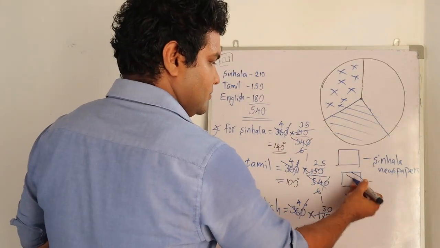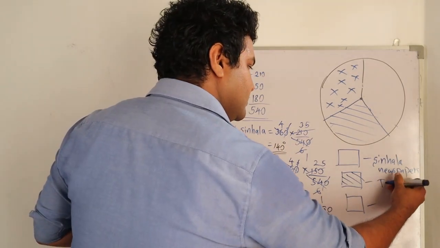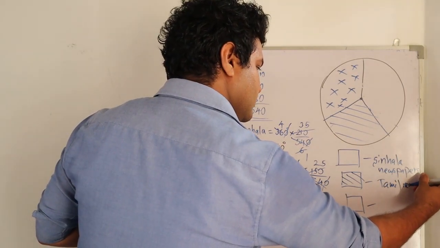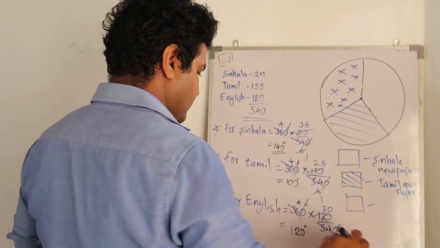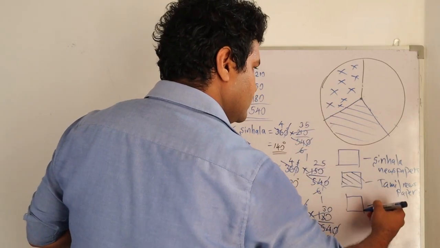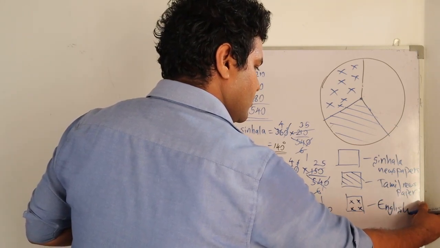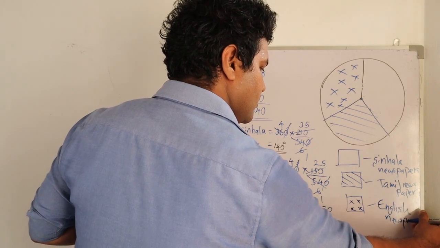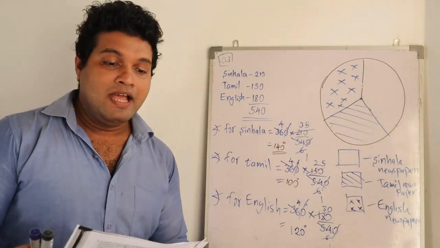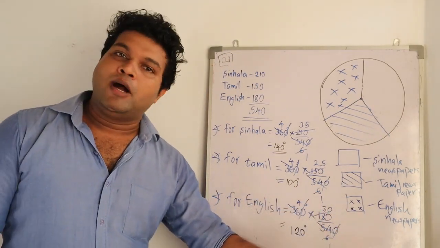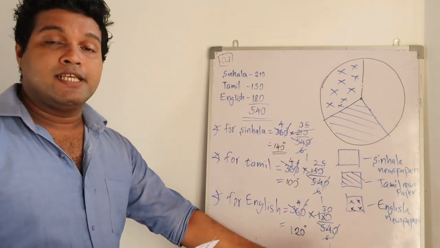And the next one, we colored in this way, Tamil newspaper. And English newspaper, 120 degrees. Okay, this is the answer for the third question of the first exercise 11.1. Now we have come to the end of the first exercise, 11.1. Now we have to move to exercise number 11.2.